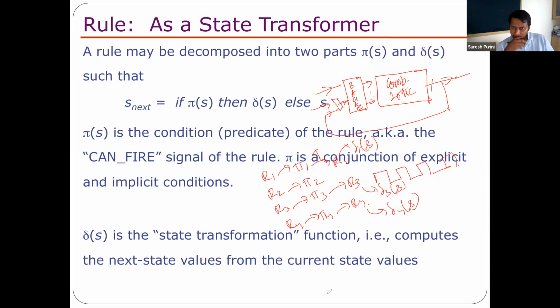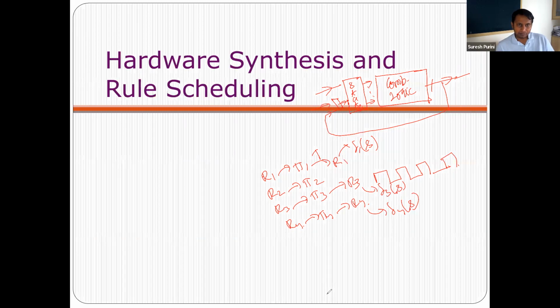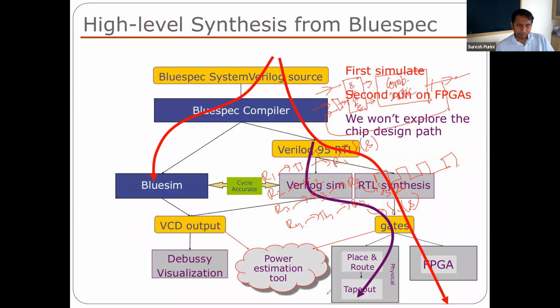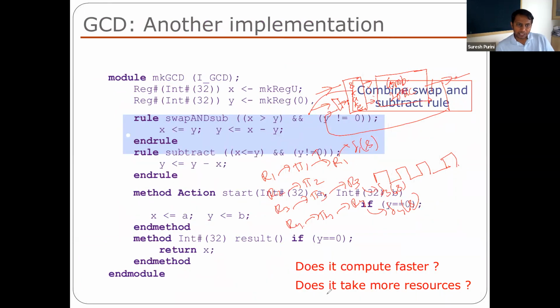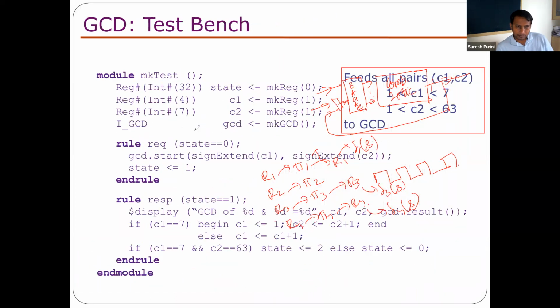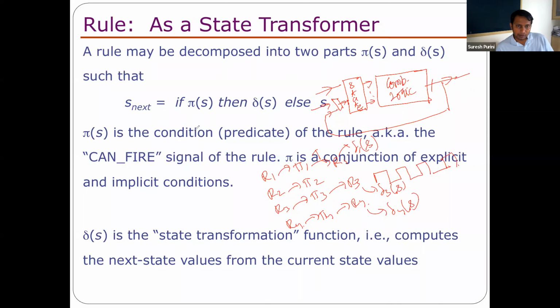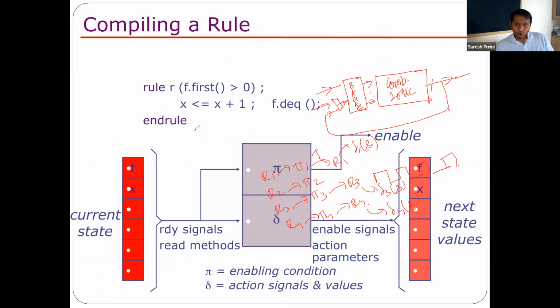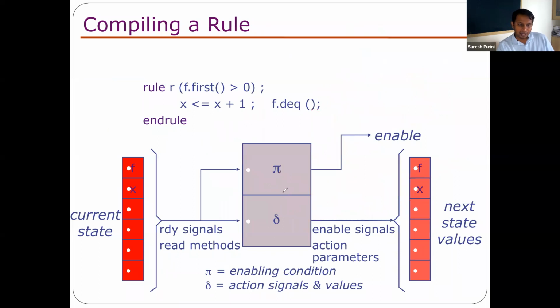For example, if you go back here, there are predicates pi1 and pi2, either pi1 is true or pi2 is false. So the rule body tells what will be the next state of the system. Next state, the system moves with every clock pulse. And this whole thing is summarized in this way.